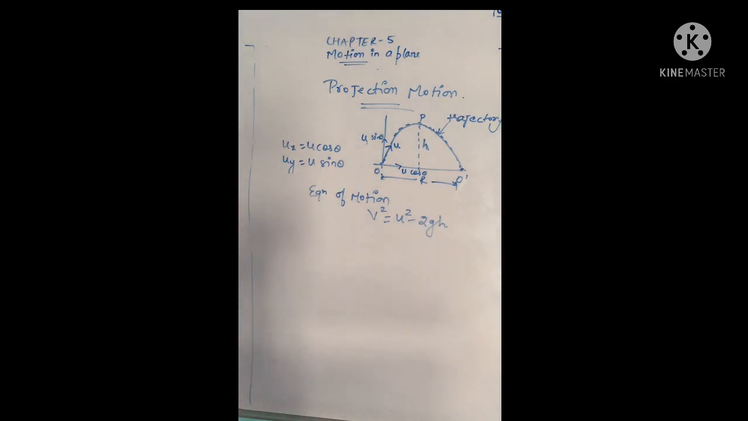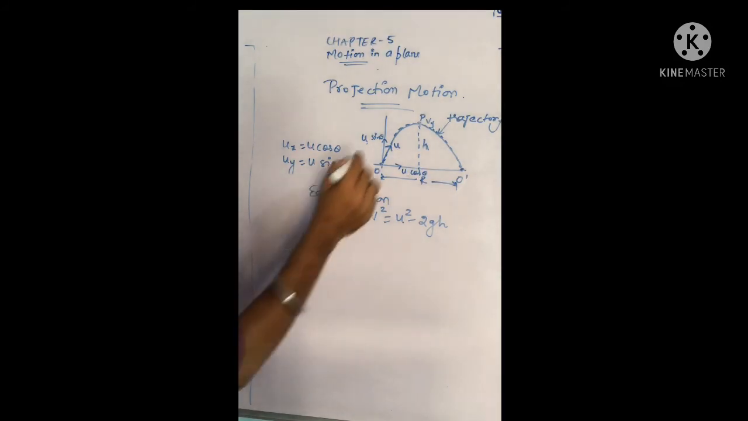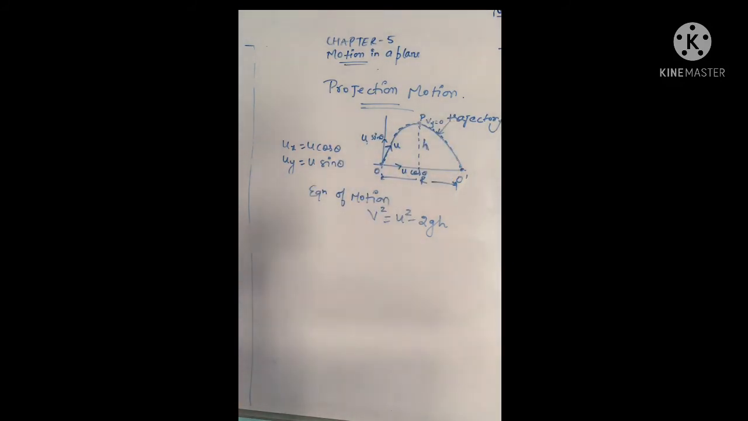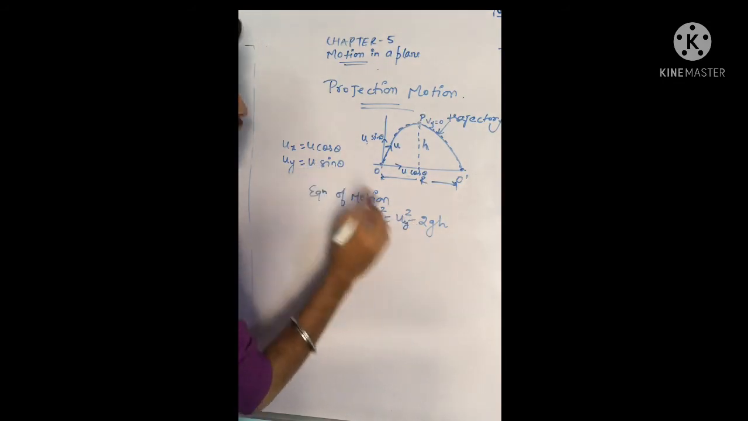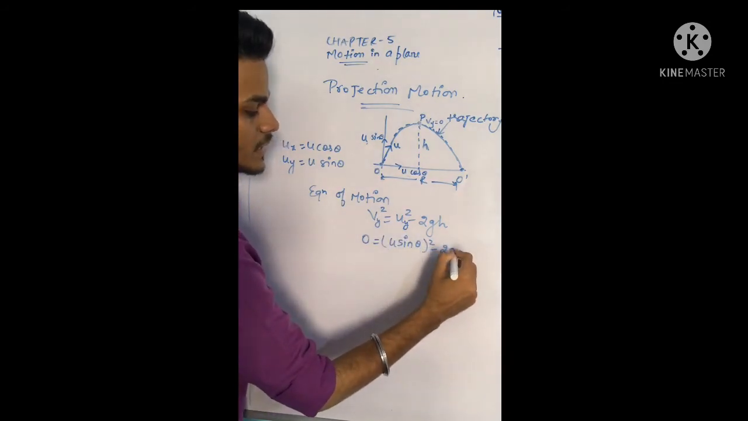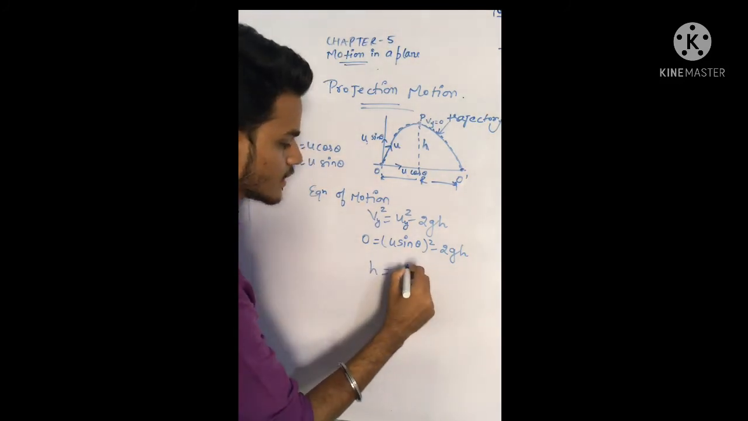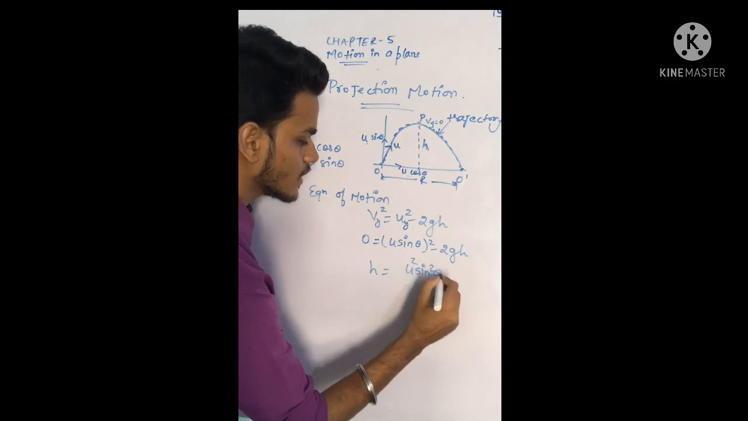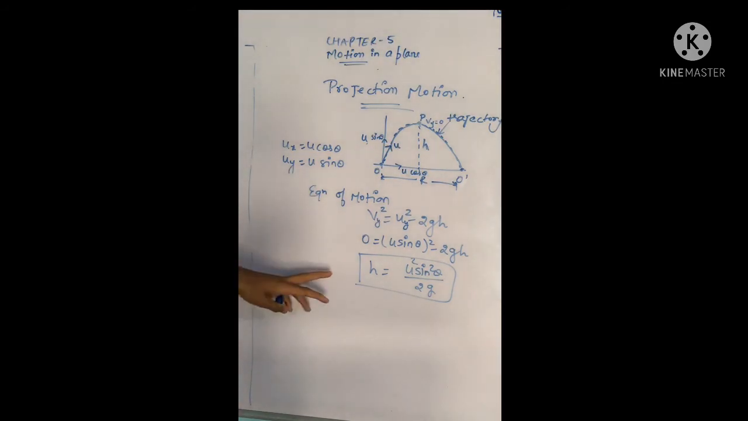V square is equal to u square minus 2gh, and up to this point the velocity, that is Vy, will be equal to 0. At this point Vy will be equal to 0 and u will be equal to uy. So Vy is 0, uy is u sin theta, meaning u sin theta whole square minus 2 into g into h. From here we will get height as u square sin square theta upon 2g. This is the height of the projectile. H is equal to u square sin square theta upon 2g.